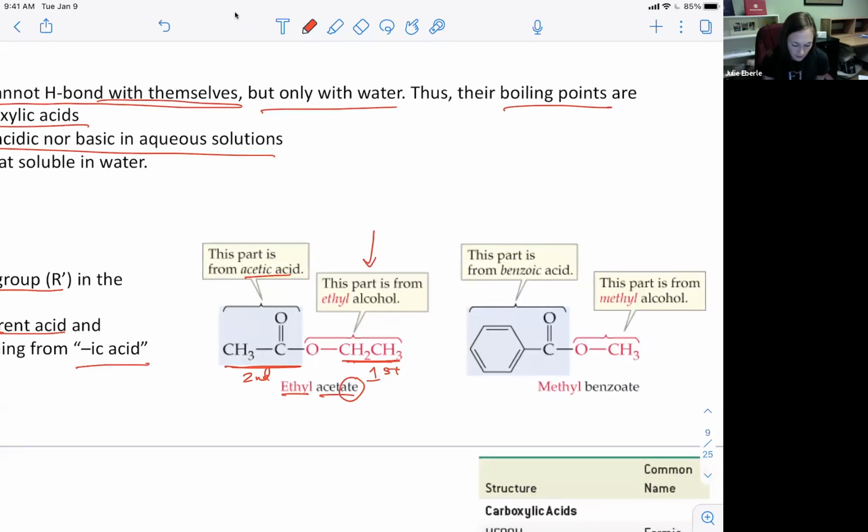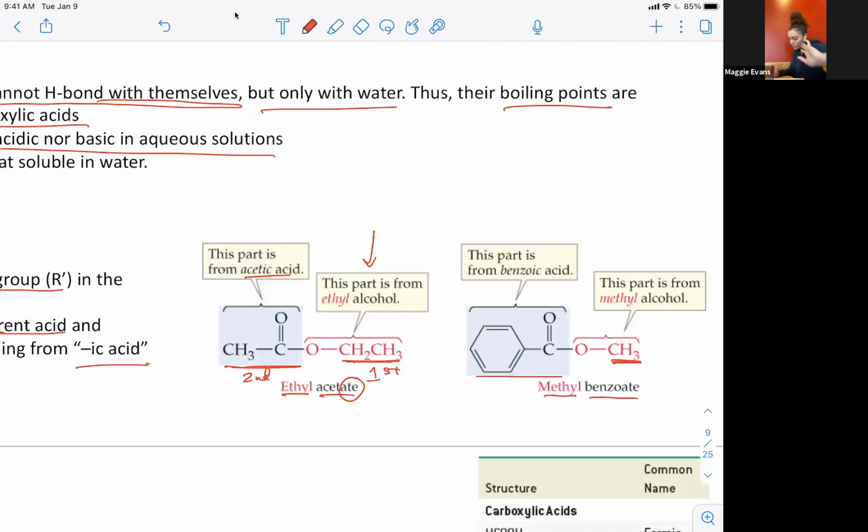All right, let's look at another example. This, if it's a carboxylic acid, is benzoic acid. And the substituent that makes it an ester is just a methyl group. So we combine the 2 words, we name the alkyl group on the ester part first, methyl. And then benzo, instead of benzoic acid, we call it benzoate, methyl benzoate.